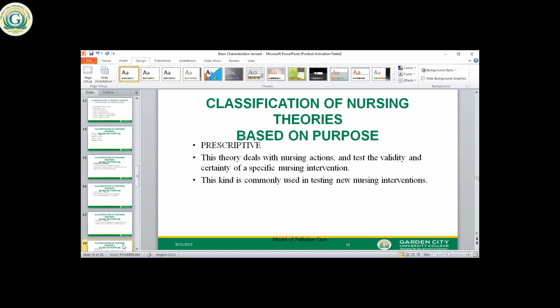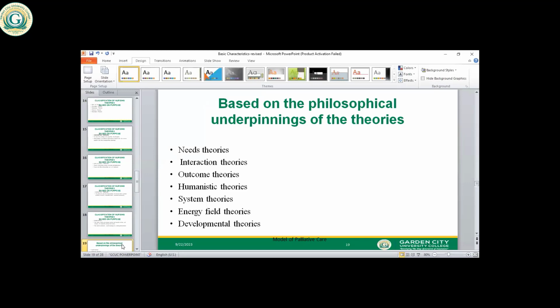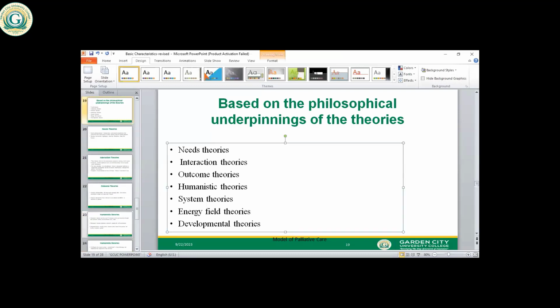So we have discussed theories based on purpose, and we have mentioned the descriptive theories, the prescriptive theories, and explanatory theories, and then we just looked at the prescriptive theory. So next we are going to discuss theories based on philosophical underpinnings. We have the needs theories, the interaction theories, outcome theories, humanistic theories, system theories, energy field theories, and then developmental theories.